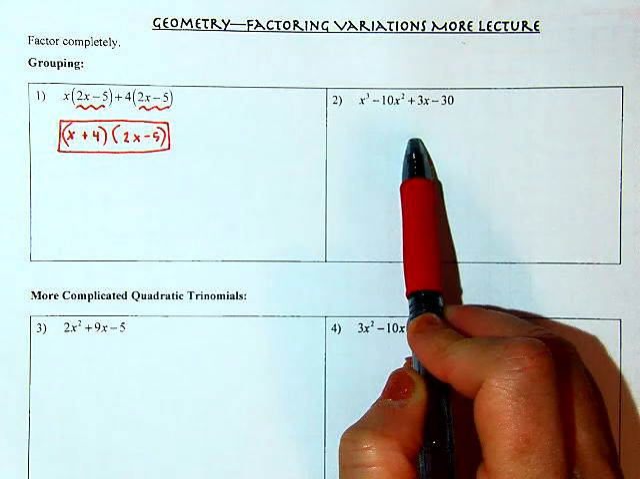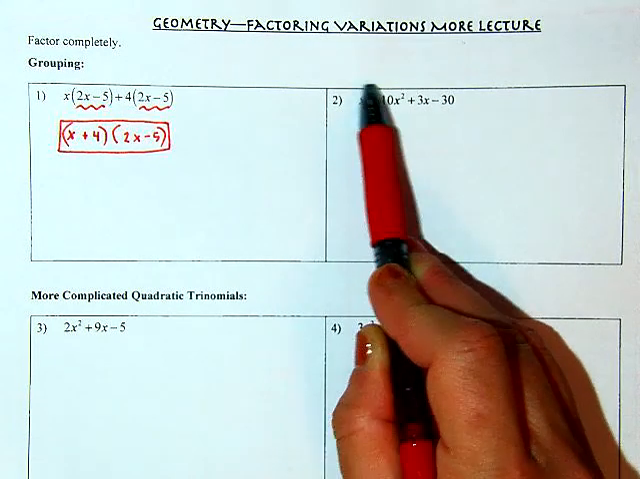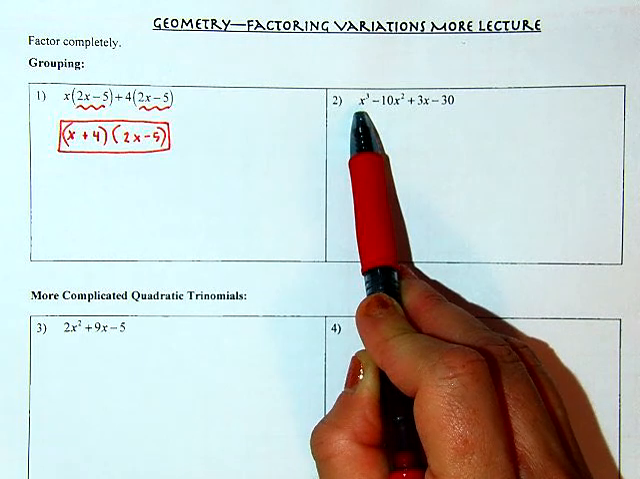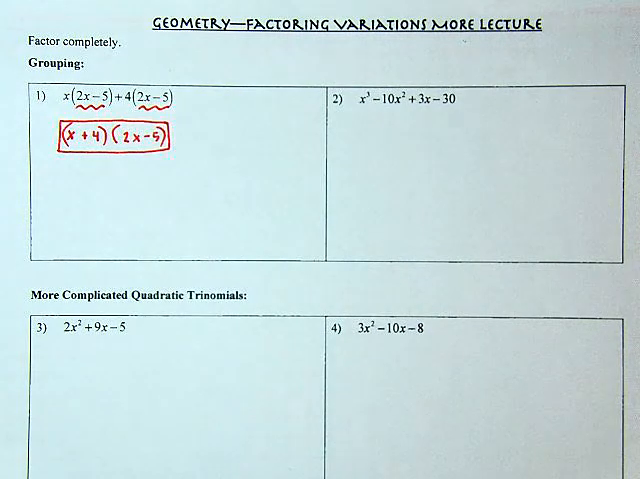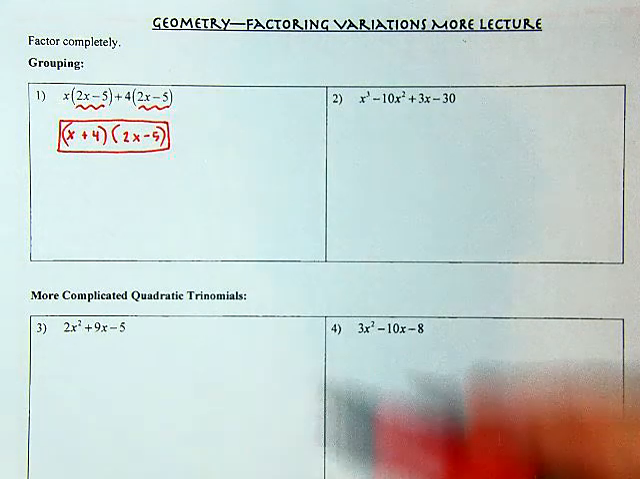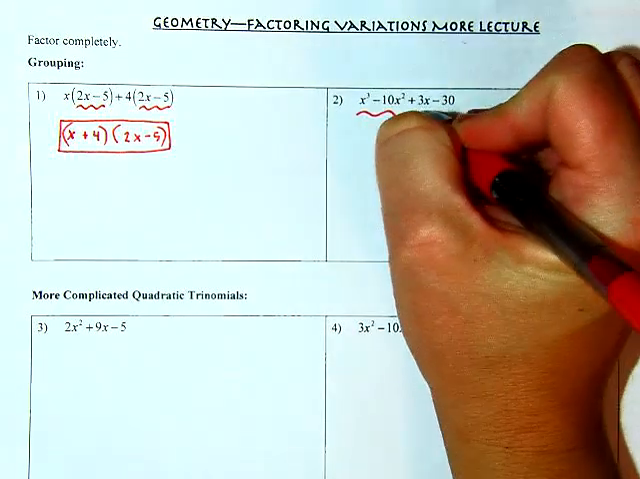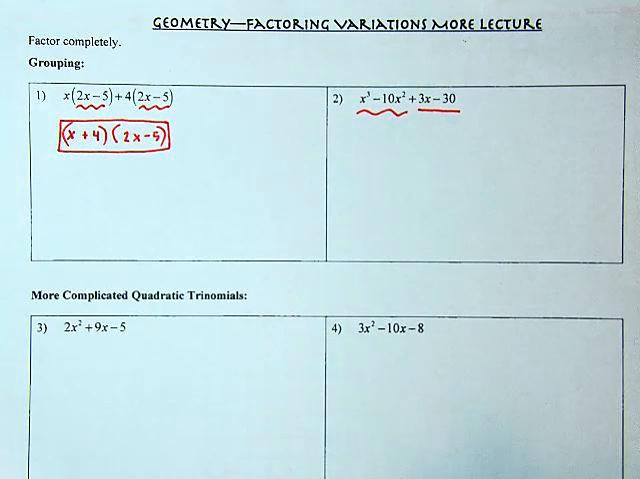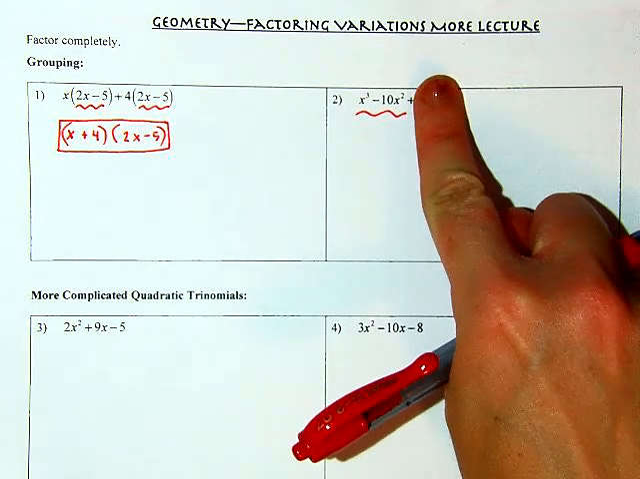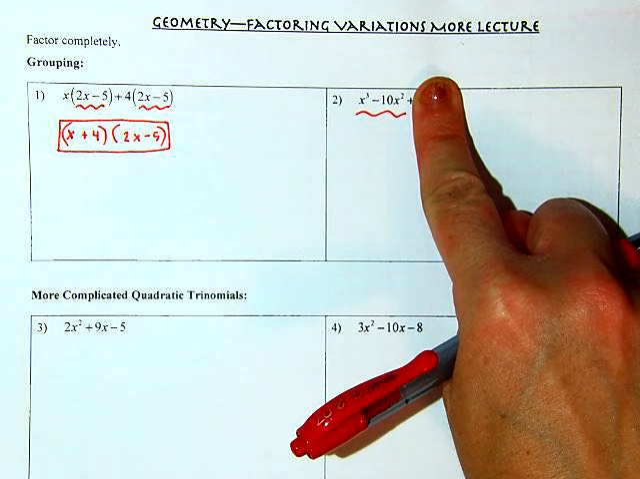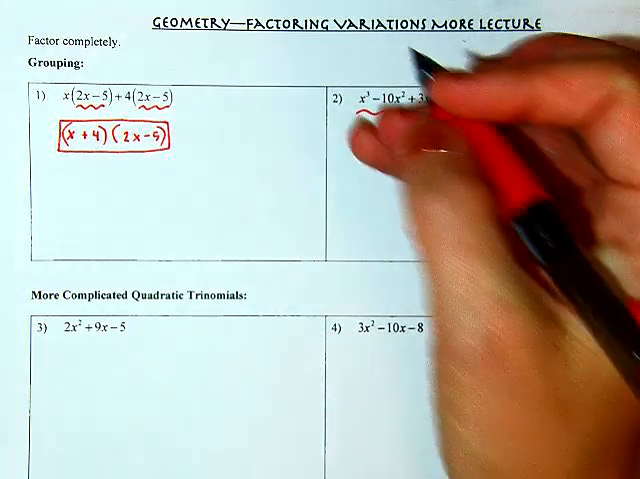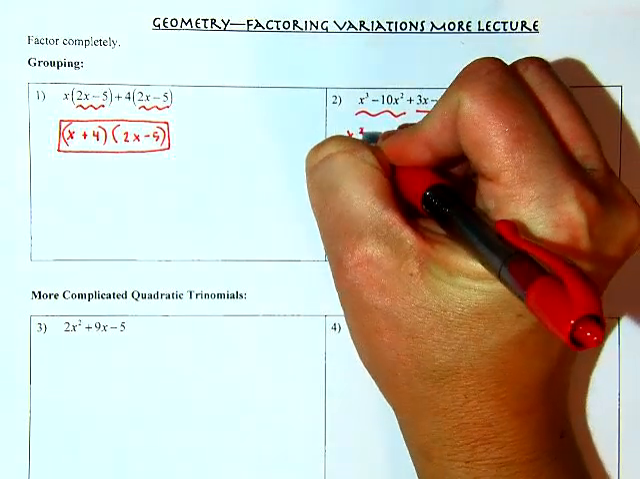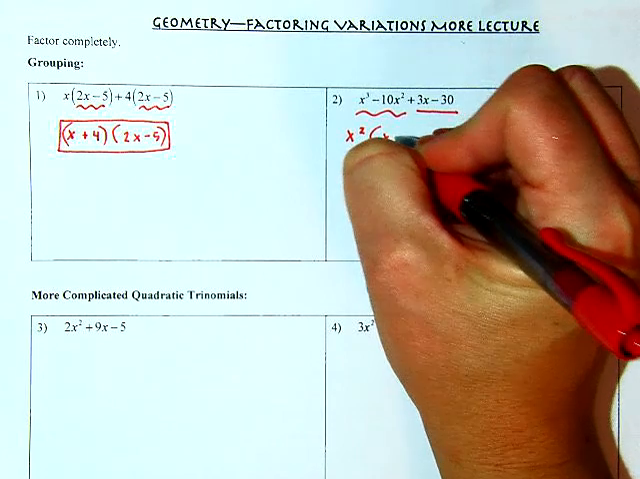Okay, the next one, problem 2, I see that it is cubic. My highest degree is 3. And I see that there are 4 terms to it. So it's a cubic polynomial. And when there's 4 terms to it, I have to use a grouping technique. So I want to group the first 2 terms and the last 2 terms. When I look at my first 2 terms here, I want to factor out a GCF, a greatest common factor. They share in common an x squared. So I'm going to divide out an x squared, and then I'm leaving behind an x minus 10.